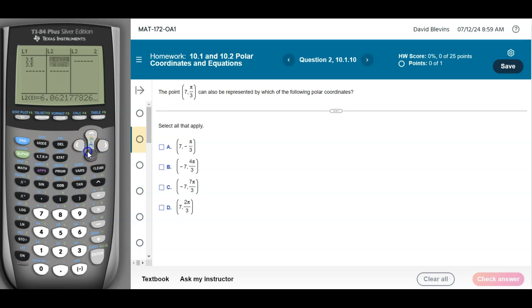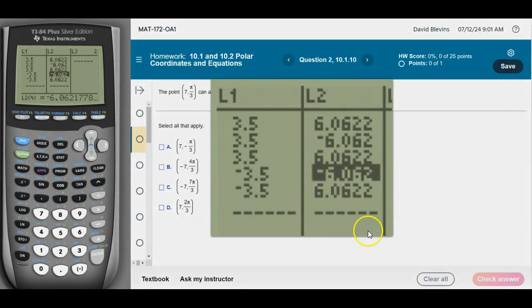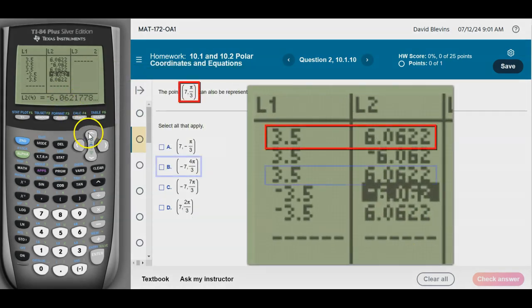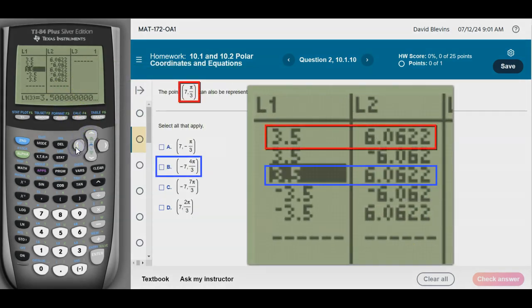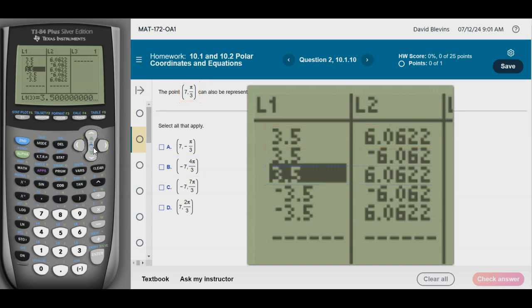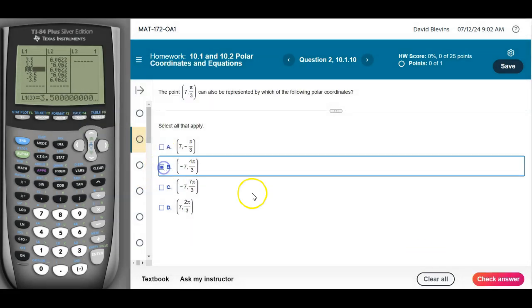And you could do that for all 4 of these points. So I'm going to put in the other 3 points. Then when I've got them all plotted in here, you can see that this is the only one that matches with both x and y. X is the positive 3.5, y is the positive 6.06. Everyone else has a negative in the wrong place or in both places. So that is the second one. This is the original, that's the first one, that's the second one. So B is the only one that matches.